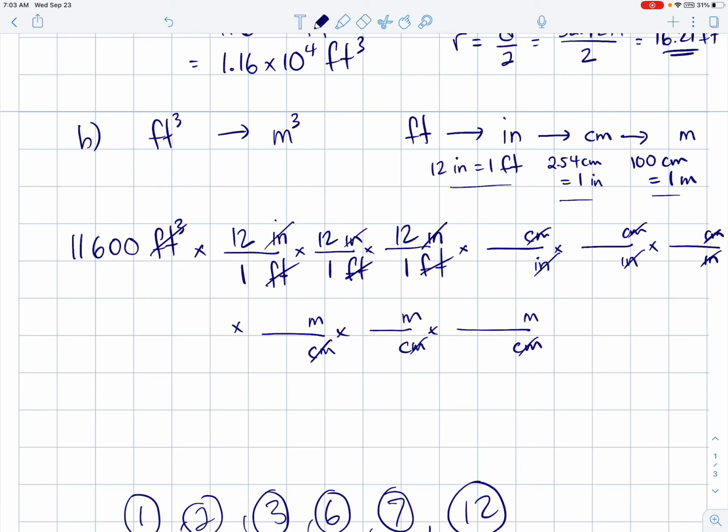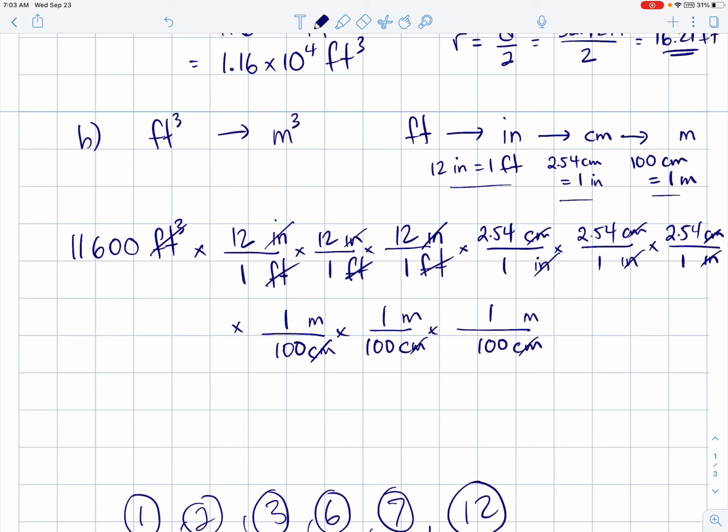The next fact said there are 2.54 centimeters in 1 inch. So put the 2.54 beside centimeters. 2.54 centimeters in 1 inch, and you do it 3 times. And finally, the last fact, there's 100 centimeters in 1 meter. So 1 meter, put the 1 beside the meters, is 100 centimeters. Put that beside the centimeters. 1 meter is 100 centimeters.